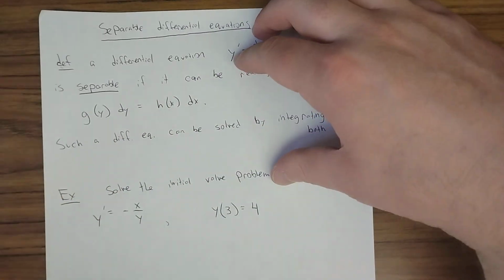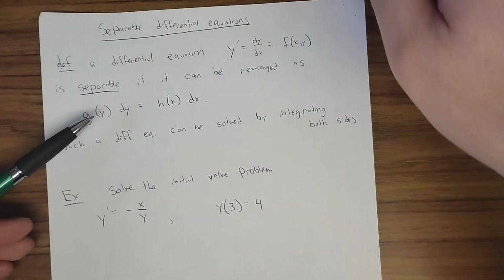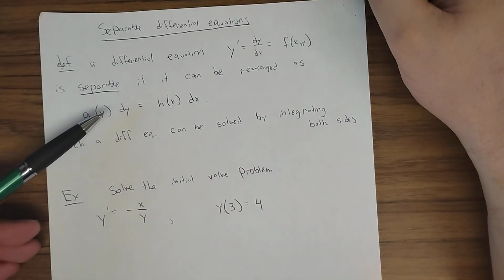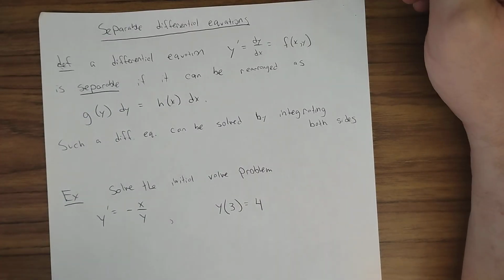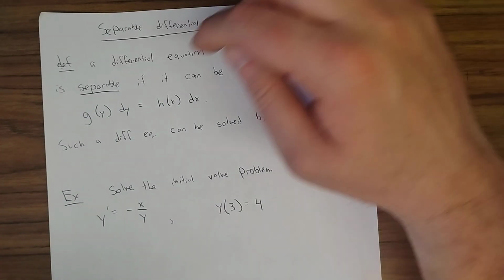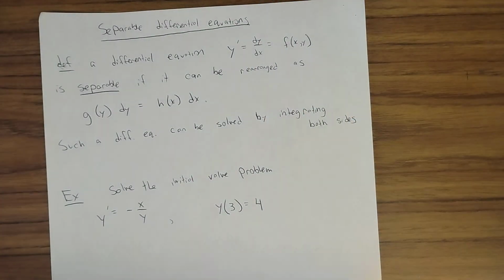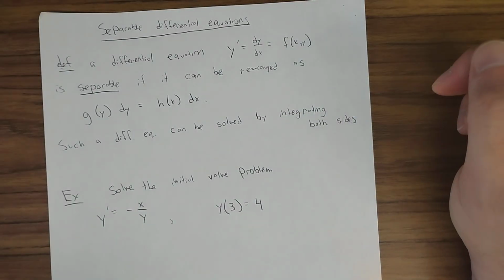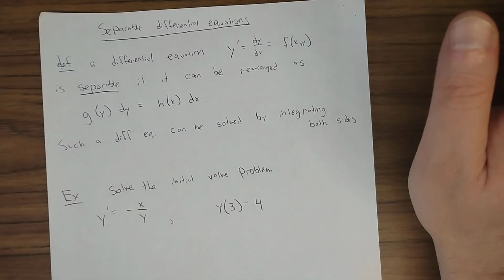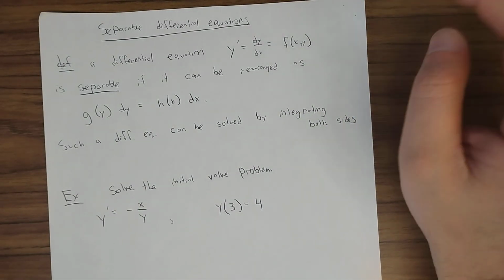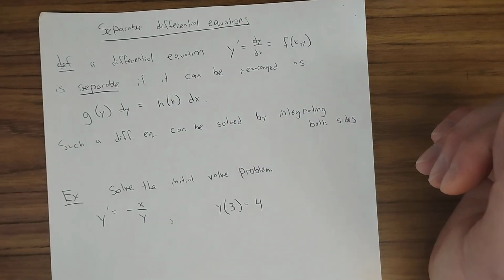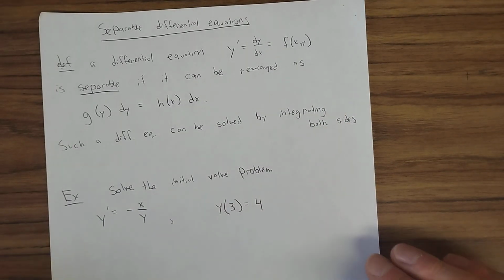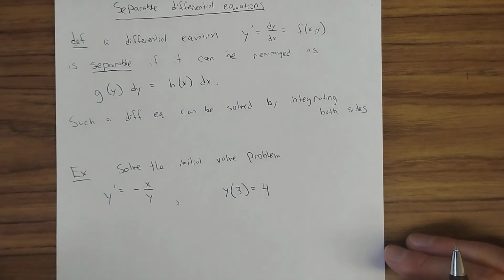This is why it's called separable. And the important thing here is that all the y's are on the left along with the dy, and all the x's are on the right along with the dx. So you can get it in this form. And if it's possible to get it in that form, which it isn't always, we call it separable, and in that case, we can just integrate both sides. So let me just show you through an example.